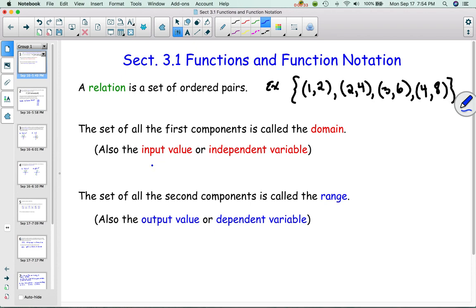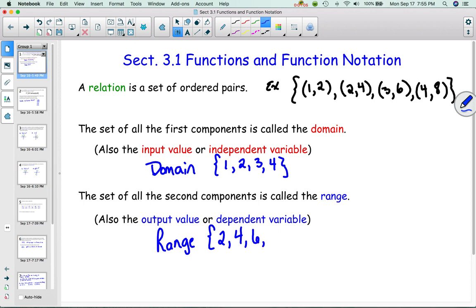So in this case, the domain is all the first components of the ordered pairs. So we get 1, 2, 3, and 4. So that makes up the domain of my relation. The set of all the second components is called the range, also called the output value or the dependent variable. So for our range, it is made up of 2, 4, 6, and 8. So just a few vocabulary items.